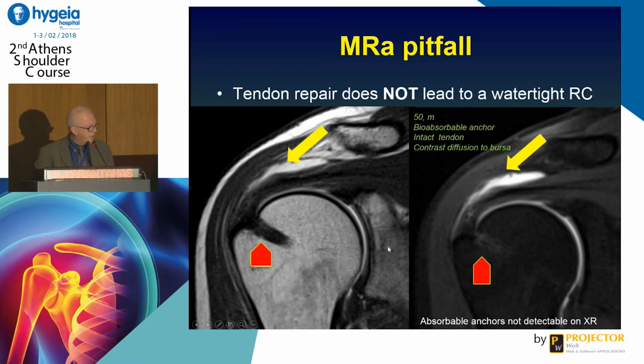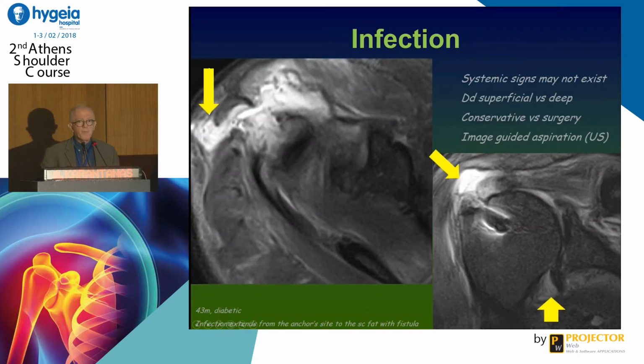So this is a normal finding, no fat suppression. With fat suppression, you see nicely the tendon. That's normal here. That's a normal postoperative finding.